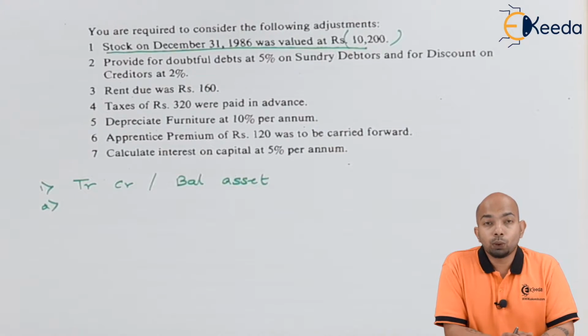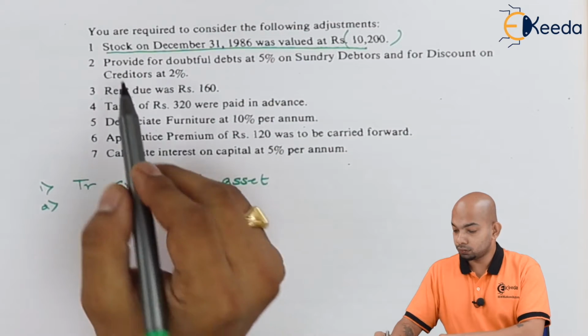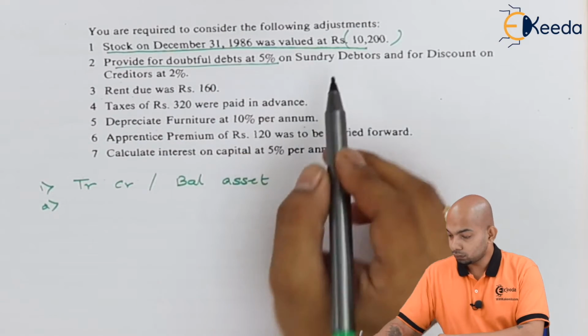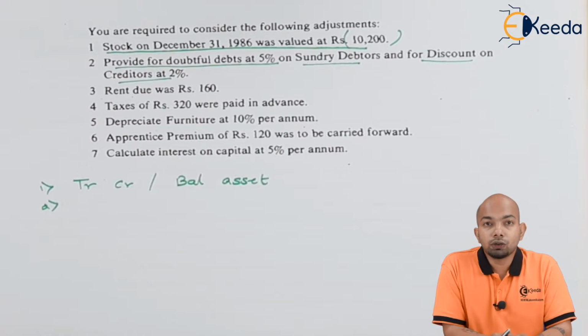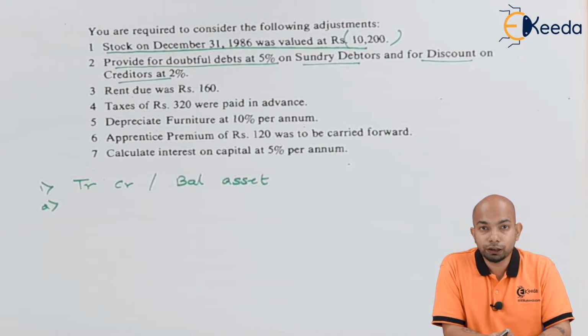Next is provide doubtful debts. That means a provision has to be created for doubtful debts. Let's see the percentage here. We have to provide for doubtful debts at 2% on sundry debtors and discount for creditors at the rate of 5%.